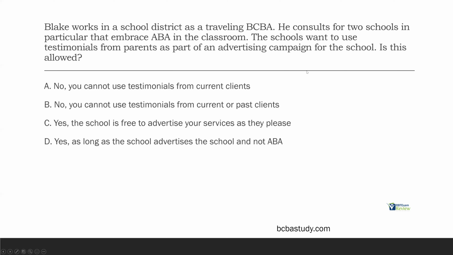Who has to abide by the ethical code? Behavior analyst. The school is not bound by our ethical code. With that said, is the school allowed to use testimonials from current clients or current students in an ad campaign? A, no, you cannot use testimonials from current clients. You can't. The behavior analyst cannot. Blake cannot. The school certainly can.